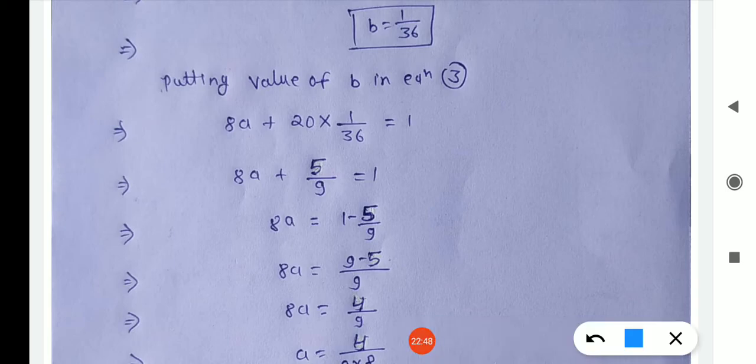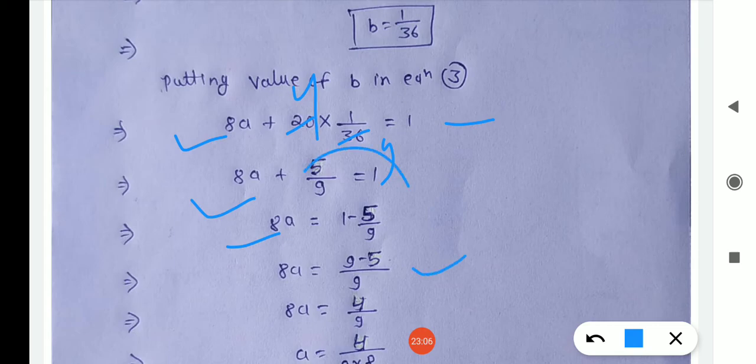So in 8A plus 20 into B, B is 1 upon 36. So A is what? We cancelled it out with the table of 4: 4 fives are 20 and 4 nines are 36, so 5 upon 9. So 8A equals 1 minus that; it moves to the RHS and becomes negative.